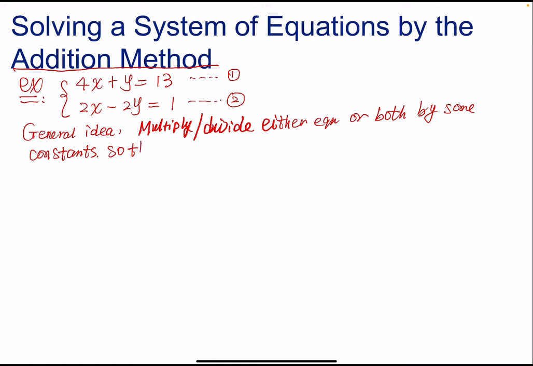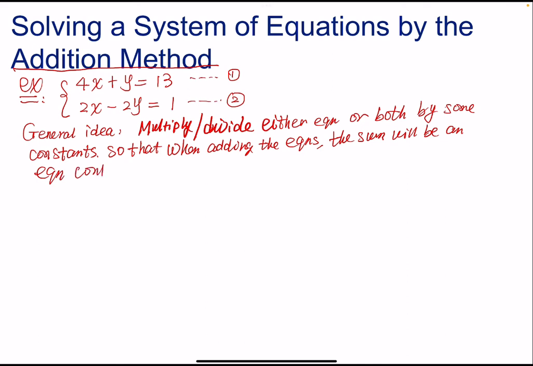So you choose those constants so that when adding the equations, after you multiply or divide the original equations, the sum will be an equation containing only one variable.